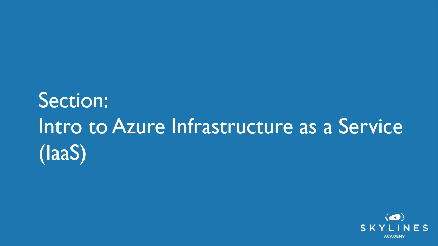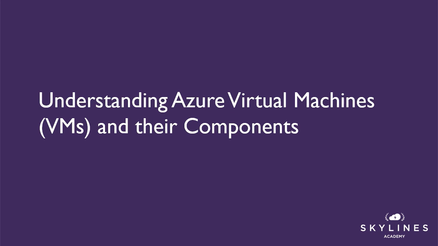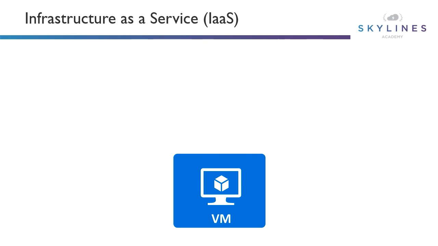In this section, we're going to talk about IaaS, or Infrastructure as a Service, as it relates to Azure. Before we dive into that, we need to understand Azure virtual machines and their components. So to get started, Infrastructure as a Service, as it relates to Azure, is going to be Azure virtual machines.